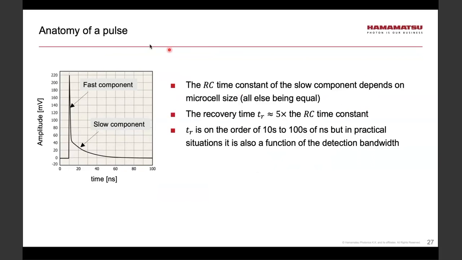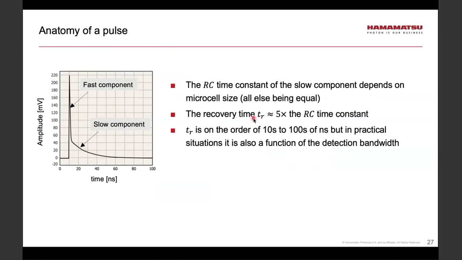So now let's look at a pulse resulting from a single microcell. If we have enough detection bandwidth, we can see this fast component, a rapidly rising pulse, then a decline, and then a slow component. If we don't have enough bandwidth, we may not be able to see the fast component. The quenching of the avalanche occurs somewhere here, and then the microcell goes into what we call the recovery state, which is depicted by the slow component.